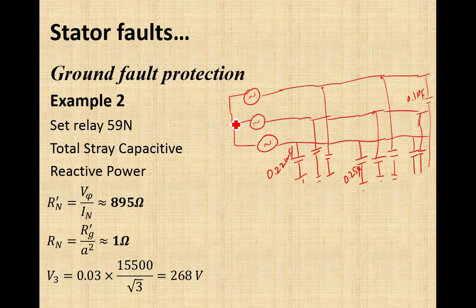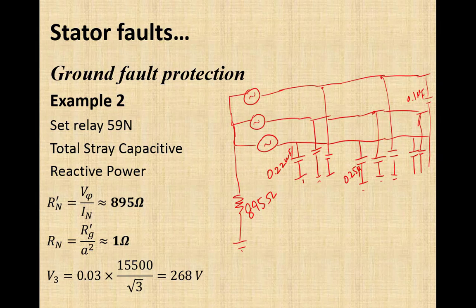Here in the neutral circuit we have inserted a resistance that has a value of 895 ohm, because insertion of 1 ohm resistance on the secondary side of a grounding transformer is equivalent to inserting this 895 ohm directly between neutral and ground.